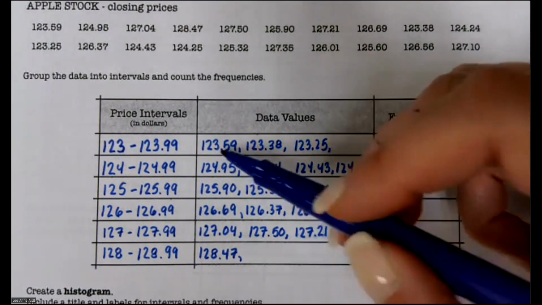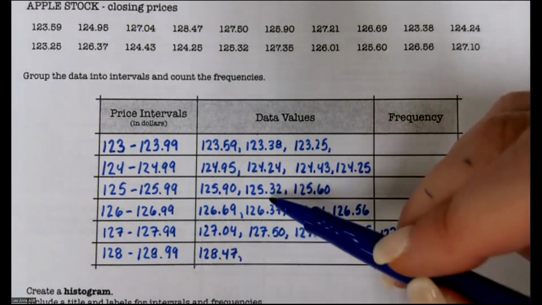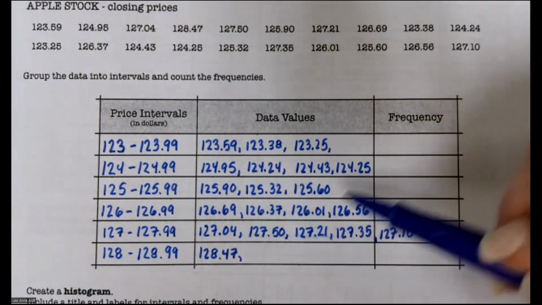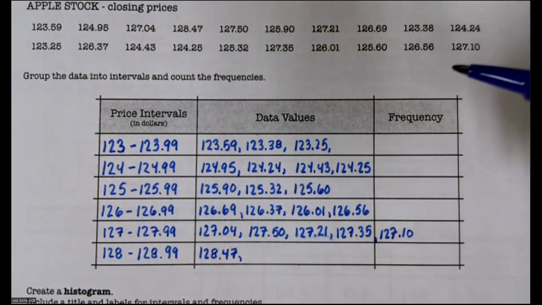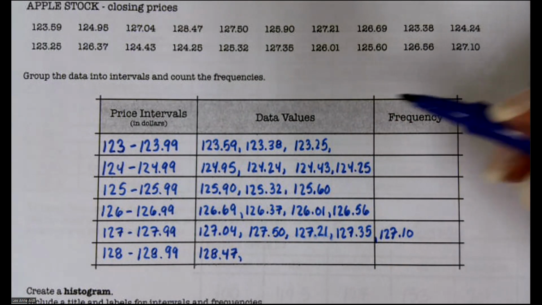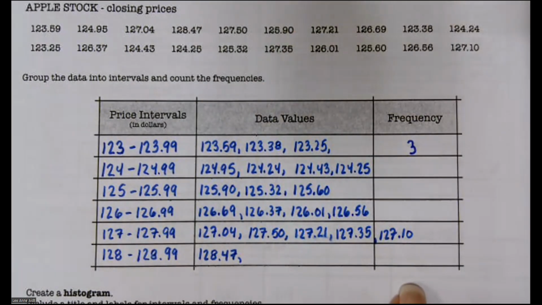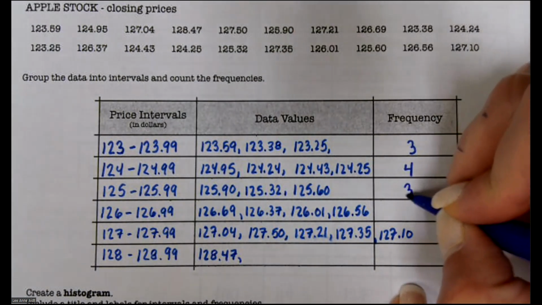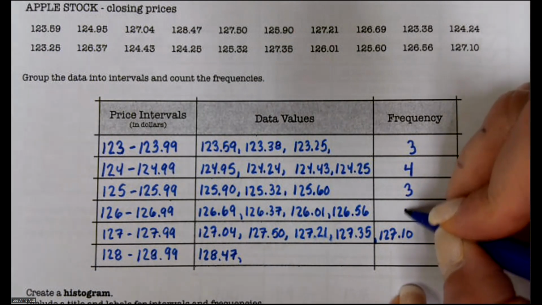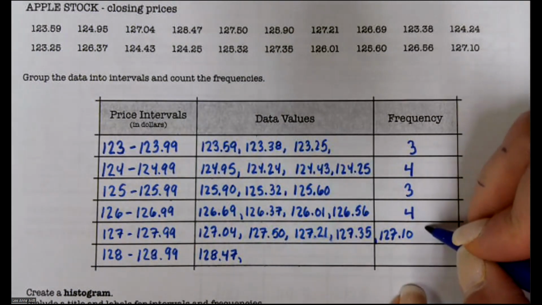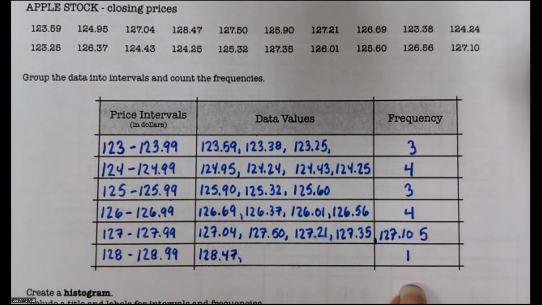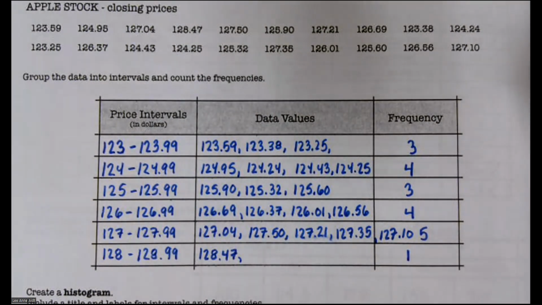Did I get them all? Yeah, I did. Okay, then what you do is you count how many numbers are in there. So that has 3, that has 4, that has 3, that has 4, that has 5, that has 1. You guys with me?